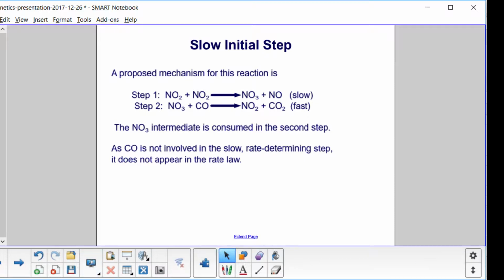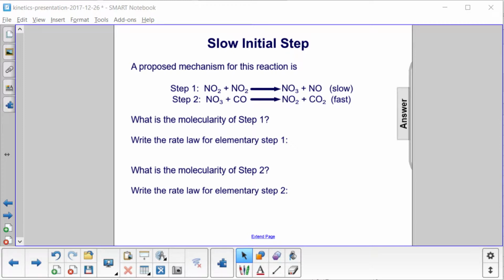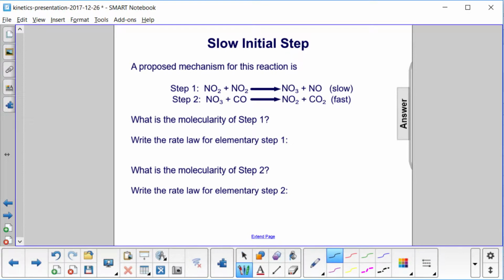it does not appear in the rate law. All right, let's go through some questions related to this proposed mechanism. What is the molecularity of step 1? There are 2 molecules, so the molecularity is 2. The rate law for step 1 would be rate equals k, and then there are 2 molecules of NO2, so k times the concentration of NO2 squared.